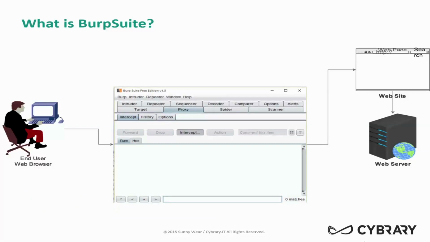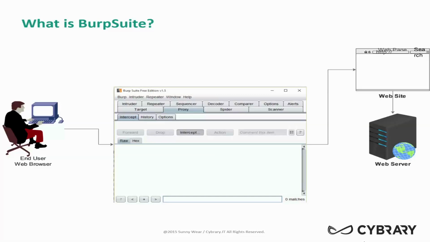So basically, BurpSuite is an interception proxy tool that sits between your browser and a website. And what this does is it actually captures the traffic as it leaves your browser, but before it actually goes to the website, and allows you to see that traffic and actually manipulate data that's in that request or response.